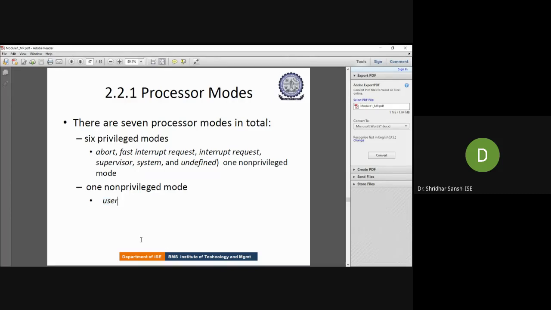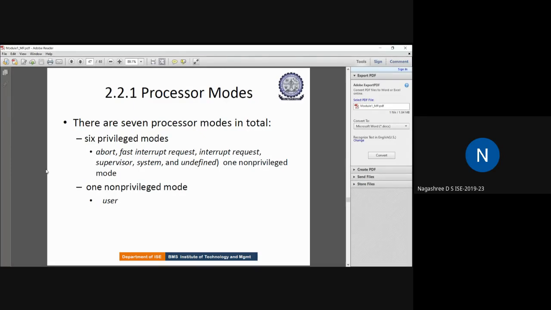Whenever you are writing a program or executing instructions, you will be in the user mode. So these are the 7 modes in which the microcontroller works. Okay, any doubt here?